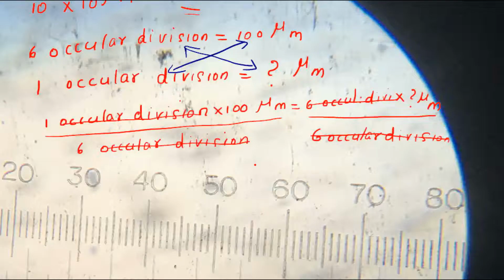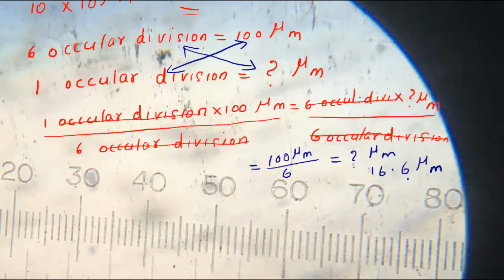What is left after that? It is 100 micrometer divided by 6, which is equal to the unknown micrometer. What will be this value? 100 divided by 6 is 16.6 micrometer. This is the calibration factor for the ocular under the objective 10x. Okay. This is the way how we reach this equation.